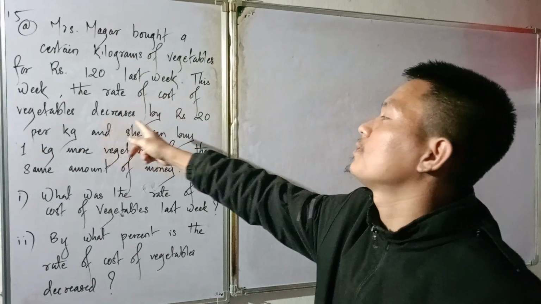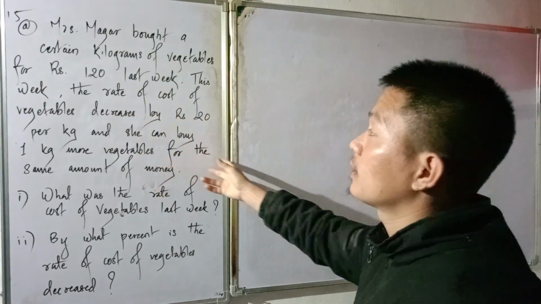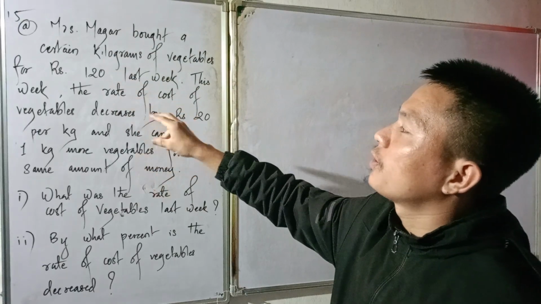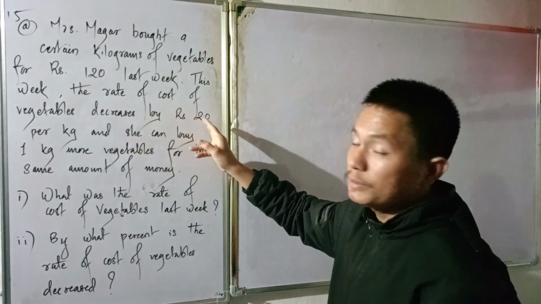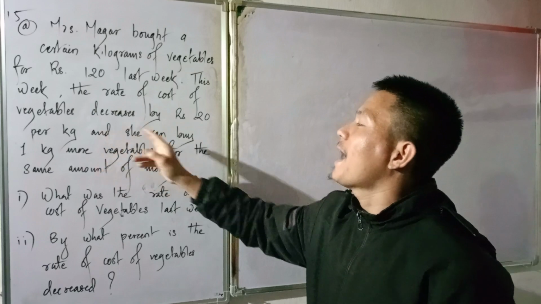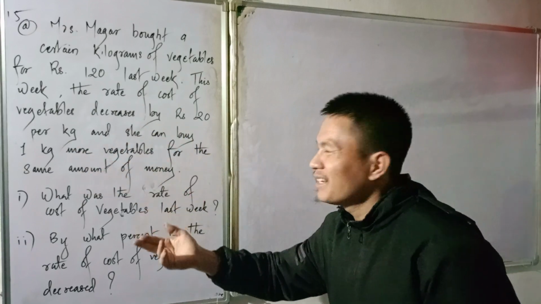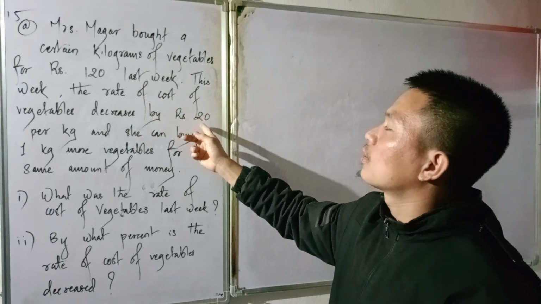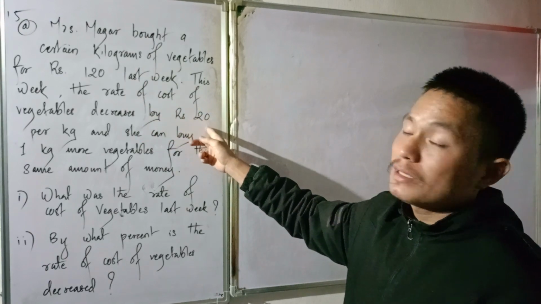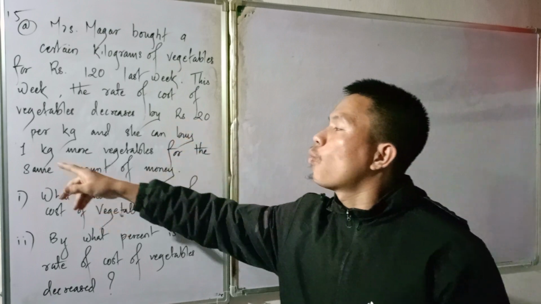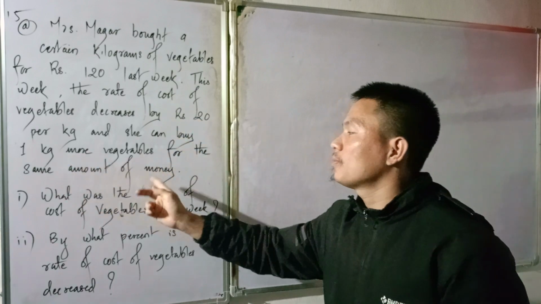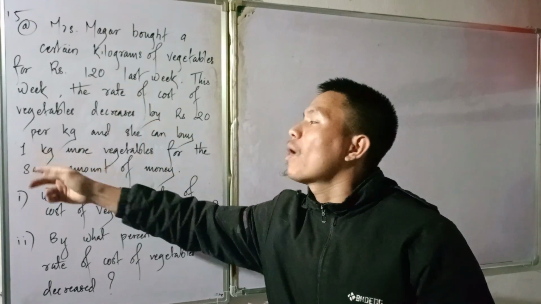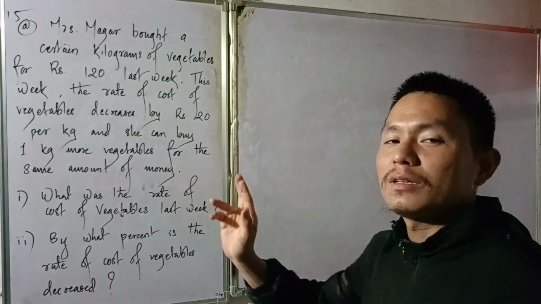So this week, compared to last week, the rate of the cost of the vegetables decreased by 20 rupees per kg, and she can buy 1 kg more vegetables. Since the cost per kg is decreased by 20 rupees, now she can afford 1 kg more vegetables for the same amount of money. With this 120 rupees, she can afford 1 kg more than what she had brought last week.